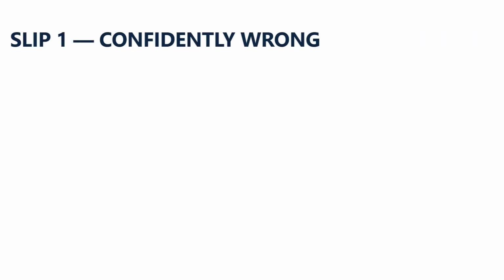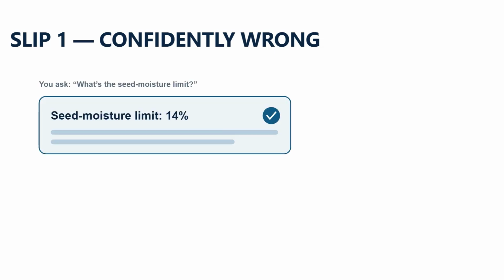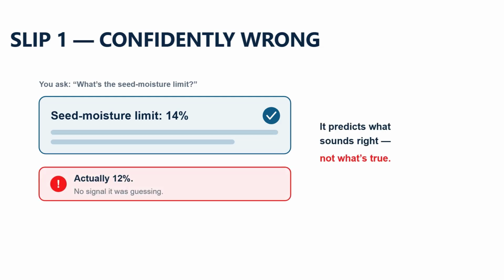Slip 1, it can be confidently wrong. We call that a hallucination. And now the why is simple. Remember, it predicts the words most likely to come next. It does not look anything up. So ask it for the moisture limit and it produces a clean, confident 14%. When the real spec is 12, it reads perfectly.